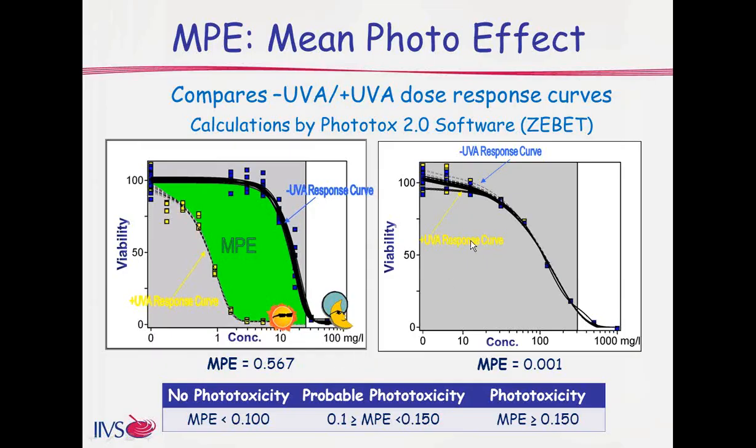Now on the right here, you'll notice there really isn't much separation between the two curves. This is because this isn't exhibiting a phototoxic potential. The MPE for this particular example is 0.001, close to 0, and then the MPE of the graphic on your left is 0.567. Again, if we move down to our prediction model, we could see that on the left, this test article would be phototoxic, and on the right, it would be not phototoxic. The example on the left here is actually chlorpromazine, which is our positive control for the assay.